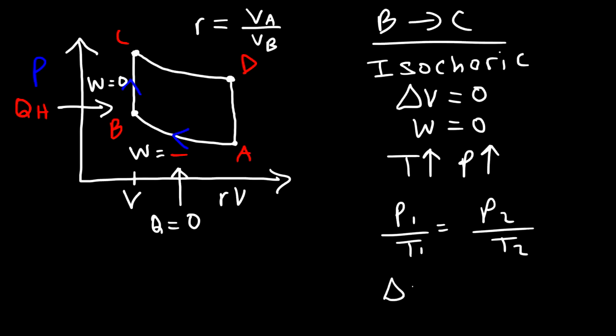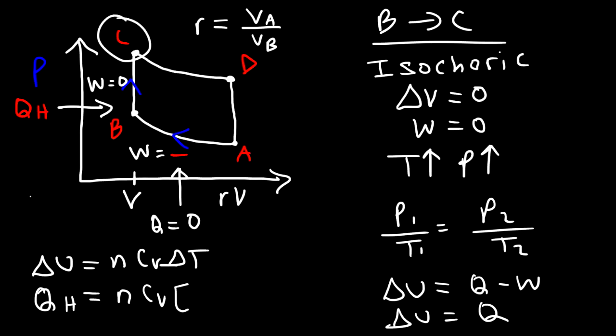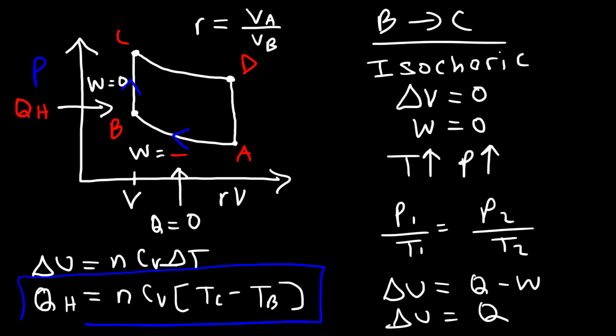Now we know that delta U is Q minus W. And since W is 0, delta U equals Q for an isochoric process. And delta U is always equal to nCv delta T. So Q, which equals delta U, we'll call it QH because it's going into the system at this point, it's going to equal n times Cv times the change in temperature. So the final temperature is the temperature at point C, the initial temperature is the temperature at point B. And so that's how we can calculate QH if we know the two temperatures.